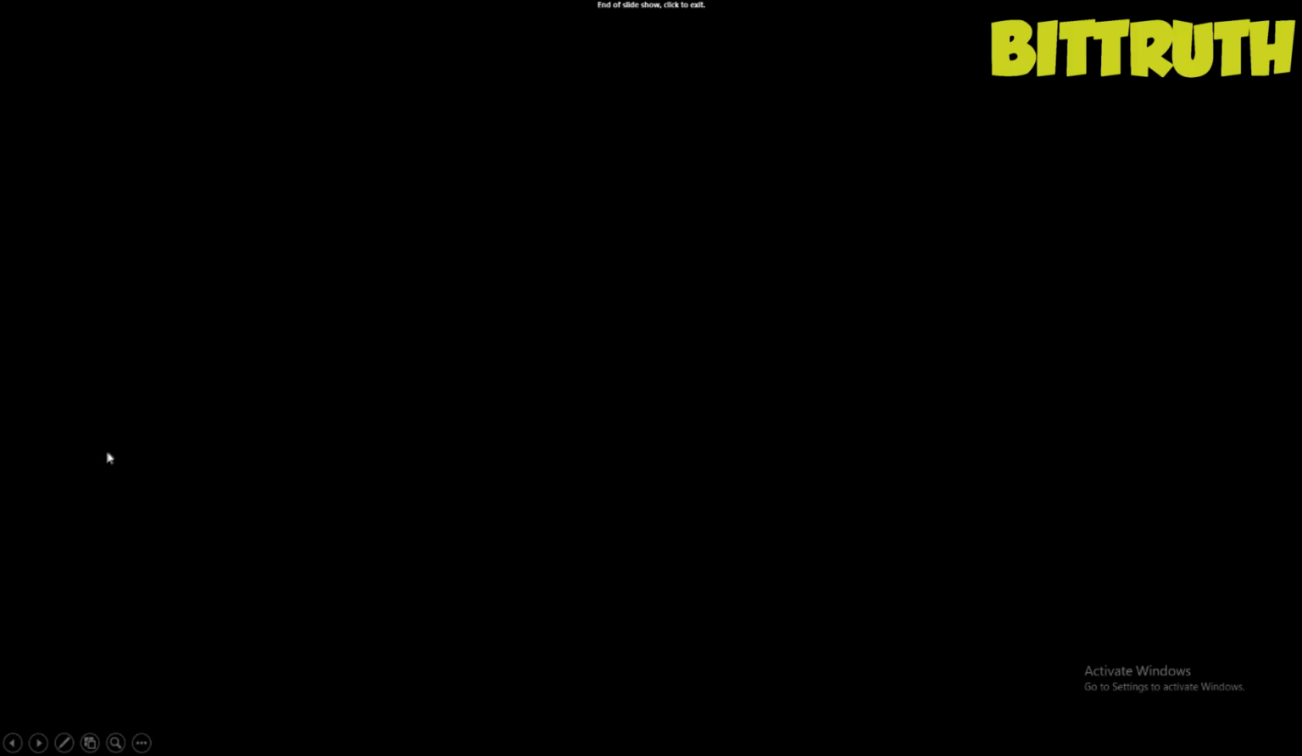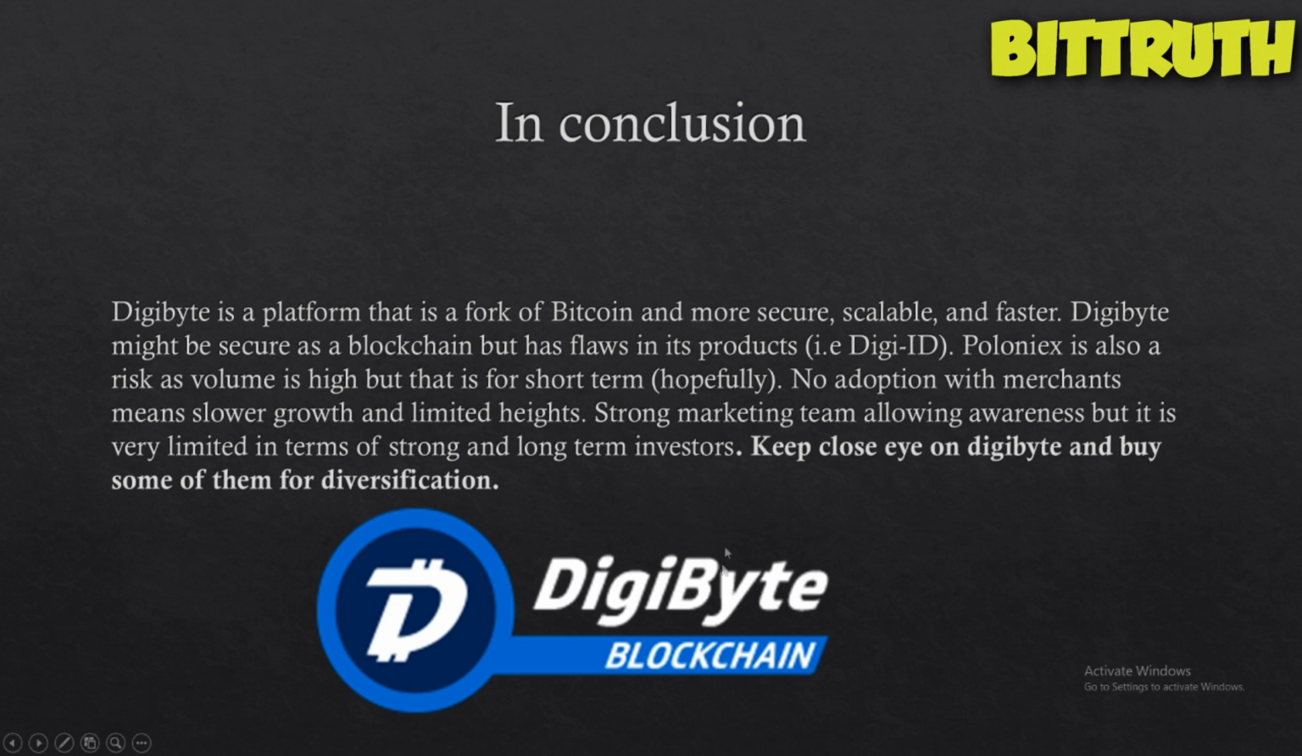No adoption with merchants means slower growth and limited heights. That's a really huge risk for Digibyte. Now, other cryptocurrencies like XRP are making partnerships all the time with banks and all that stuff, and that's what's making them stronger: partnerships, just putting in the effort to get more awareness, not on the individual side, but on the company side, the corporate side. Strong marketing team, which is actually great, but allows awareness while being very limited in terms of strong and long-term investors. You're getting awareness to people, and depending on people, if they're not going to really use the system, well, what's the reason? Why did I even invest? Some people are going to use it.